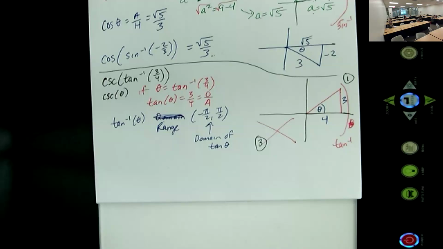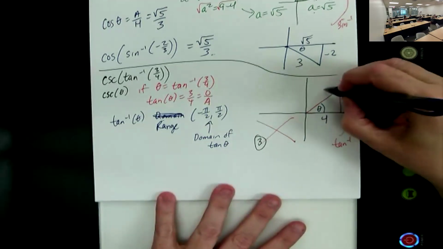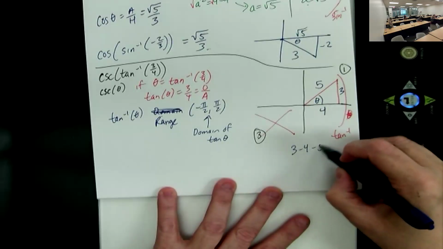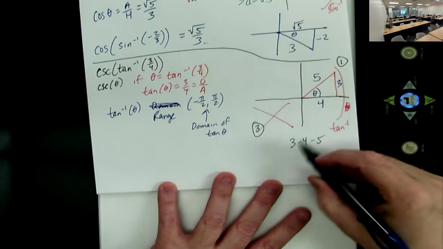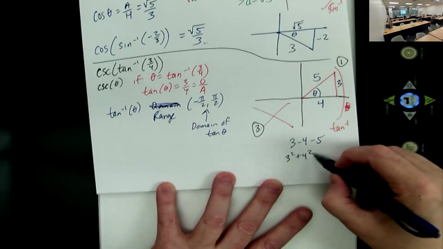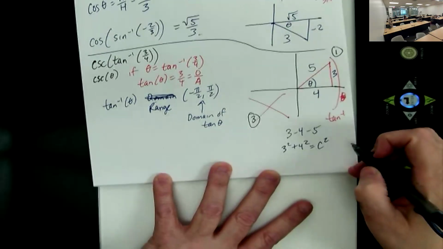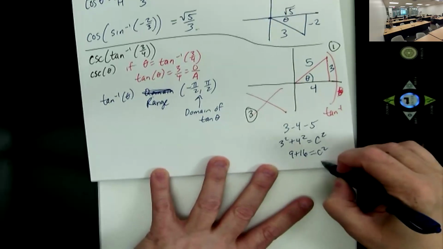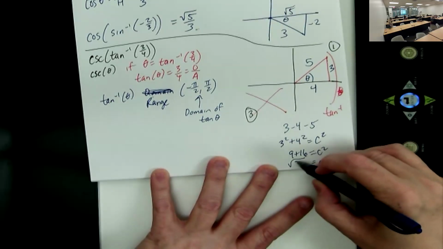What is the hypotenuse? 5. This is a really well-known triangle. 3, 4, 5 triangle. But you can see that if you didn't know, 3 squared plus 4 squared equals c squared. 9 plus 16 equals c squared. So c equals the square root of 25 or 5.